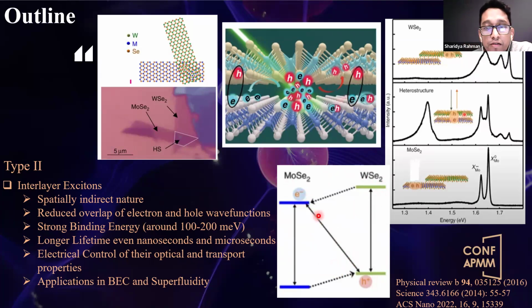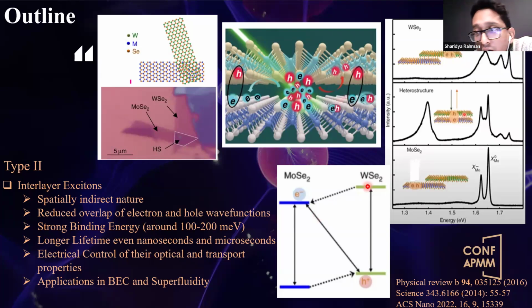This kind of spatially separated interlayer exciton has a very strong binding energy. It's in the order of about 100 to 200 millielectron volts, which is very high compared to those III-V nitride systems. It also has a very long lifetime, in nanoseconds and microseconds, which provides a major benefit for these materials and this platform as well.